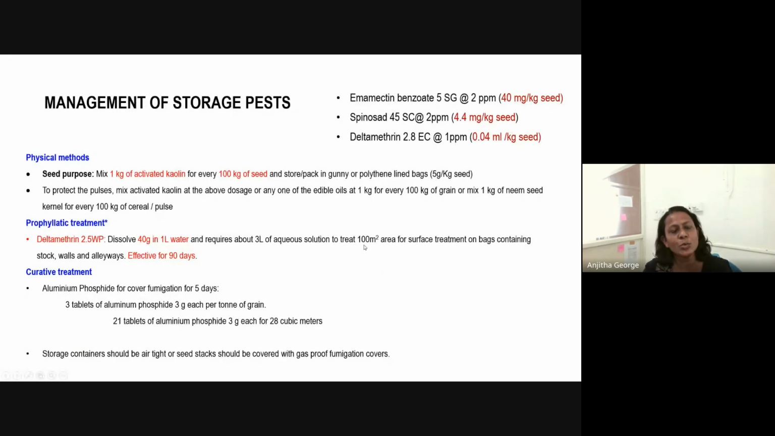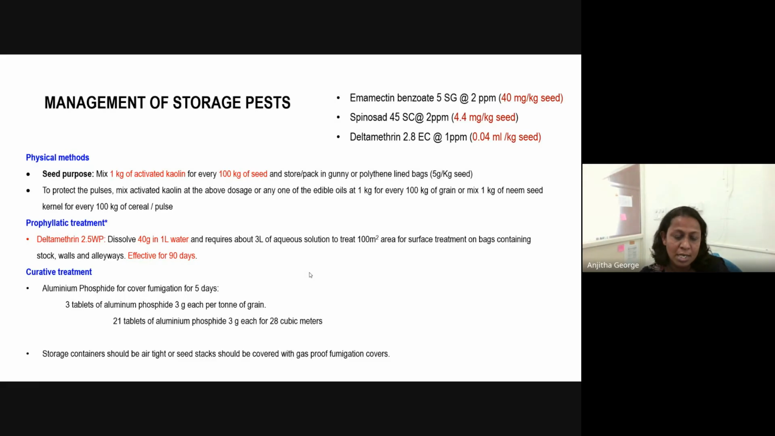So finally, ending with the chemical management measures. Some chemicals have already been evaluated under laboratory conditions, but a problem with seed treatment is that we don't have any label claim chemicals for the management of seed infesting pests. Some fungicides are available with the Insecticide Board, but for storage pests, it is very less. So the ultimate solution is the aluminum phosphide tablet, and that also has restricted use.